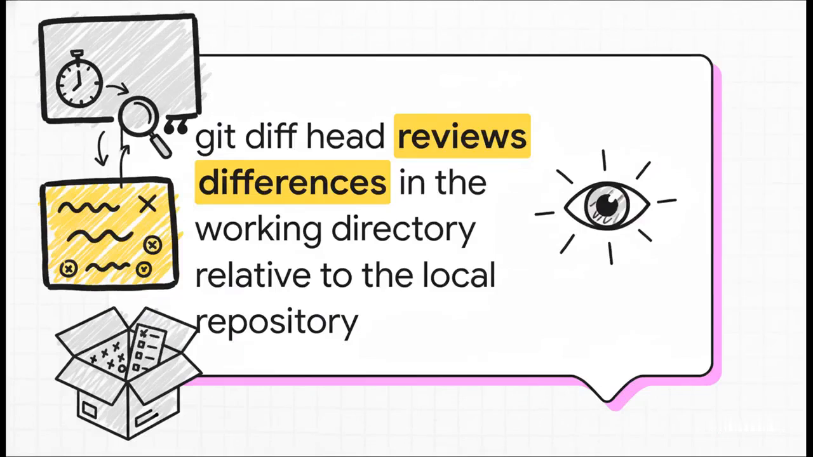But hang on, what if you want to double-check your work before you stage it? There's a fantastic command for that, git diff head. This will show you every single line you've changed compared to your last save point. It's like getting an itemized receipt of all your edits before you pack them in the box. It is perfect for catching little typos or changes you didn't mean to make.